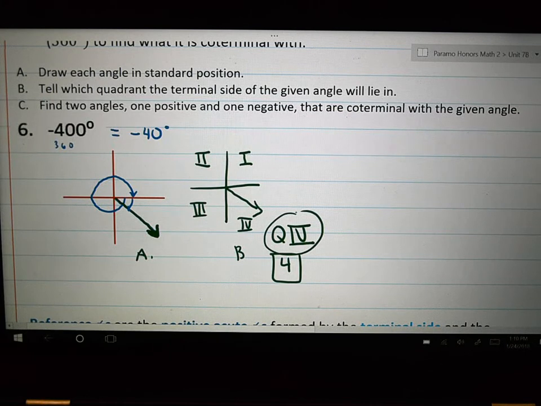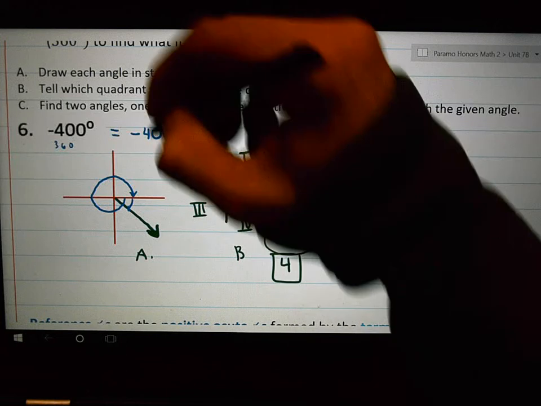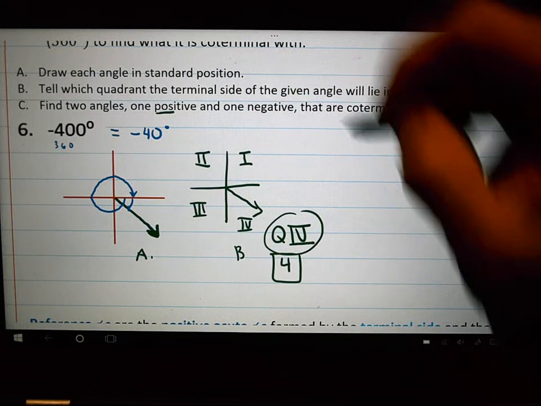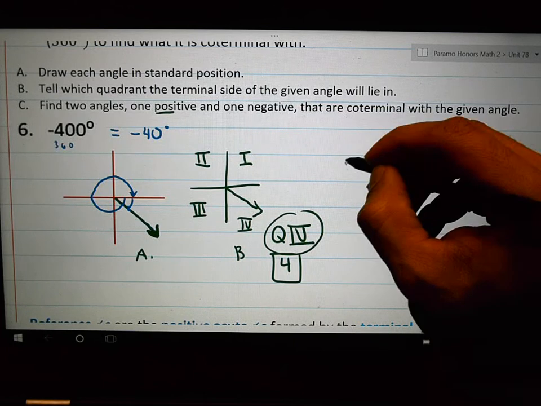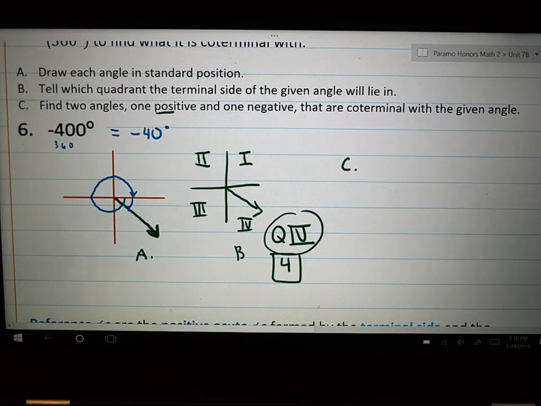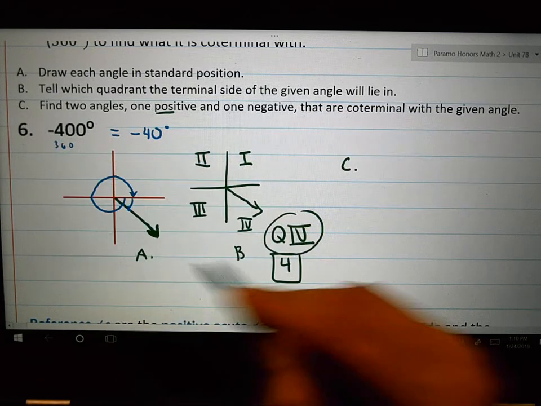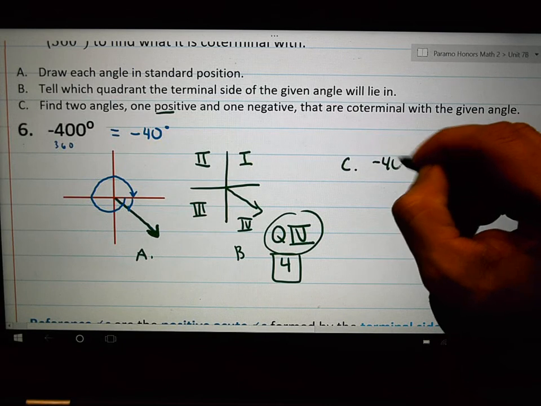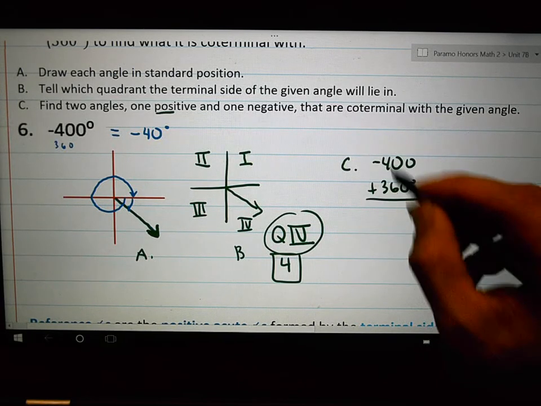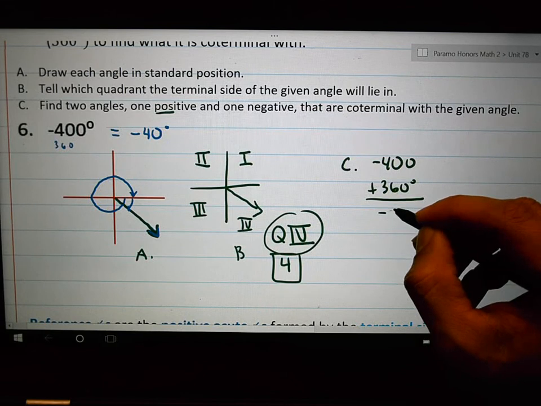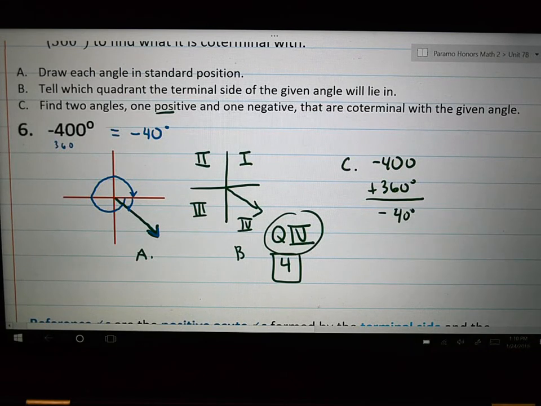Part C. Find 2 angles, 1 positive and 1 negative that are coterminal with a given angle. Well, I already figured out that negative 400, if I add 360 degrees to it, I get negative 40 degrees left over. Feel free to double check me with that on the calculator. But I'm pretty sure I'm right.